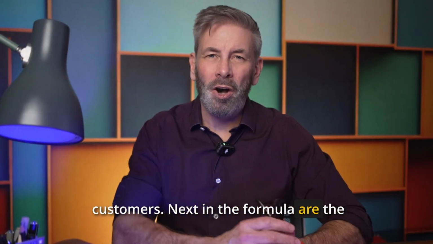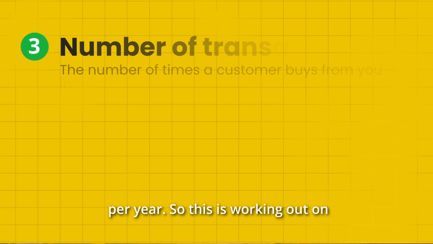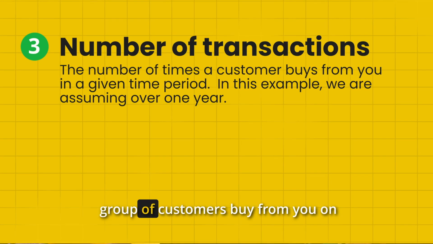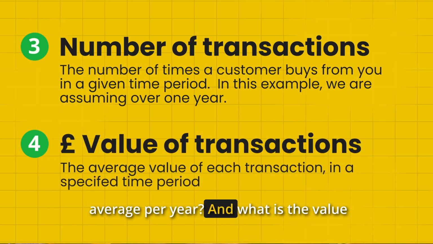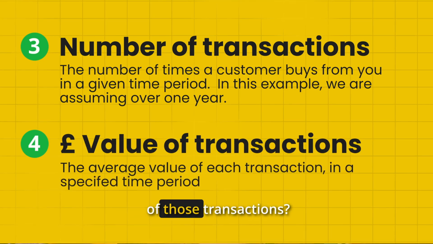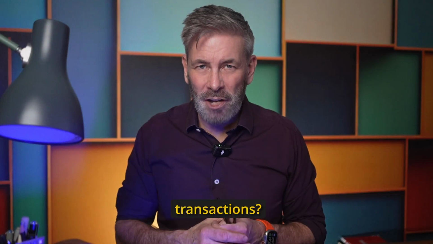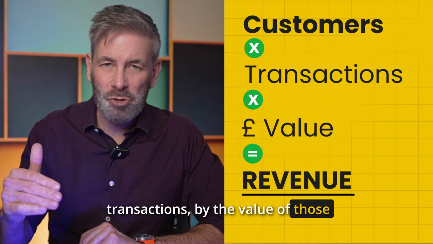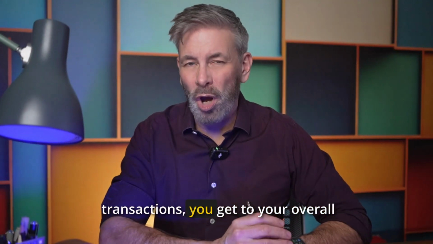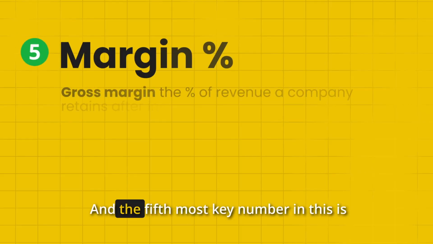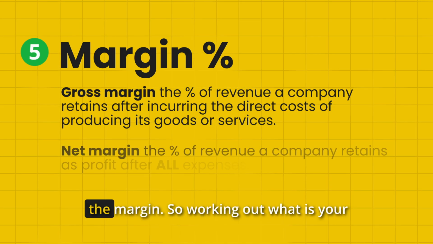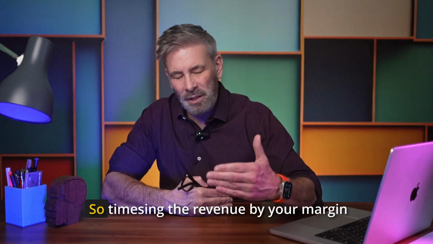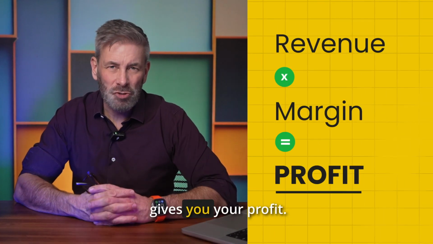Next in the formula are the number of transactions per year. So this is working out on average how many times does a particular customer or a group of customers buy from you on average per year, and what is the value of those transactions? What's the average value of those transactions? And now if you times customers by the number of transactions by the value of those transactions, you get to your overall revenue number. And the fifth most key number in this is the margin. So working out what is your margin on your sales. So timesing the revenue by your margin gives you your profit.